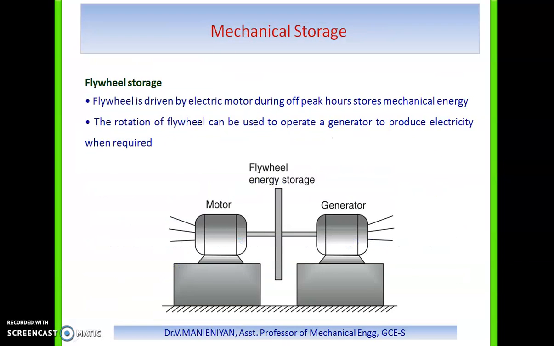The last one is the flywheel storage system. The flywheel is driven by the electric motor during off-peak hours, storing mechanical energy. As its speed is increased, the rotation of the flywheel can be used to generate electricity when required. The same machine serves both as a motor when electricity is supplied and as a generator when the armature is rotated by the flywheel.